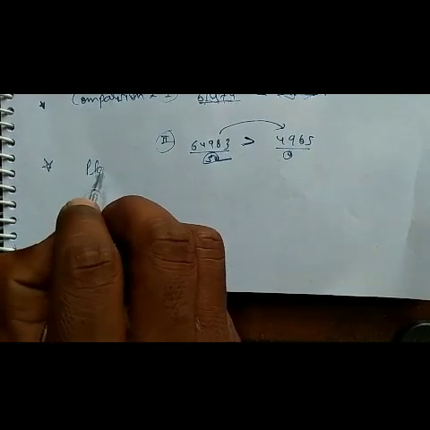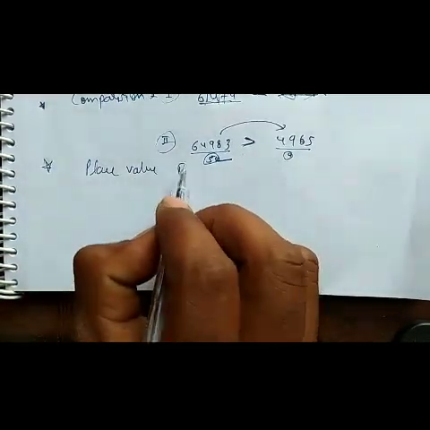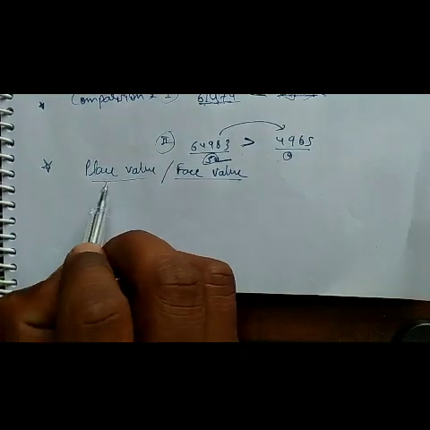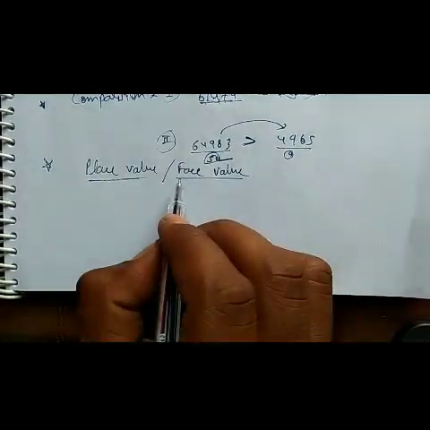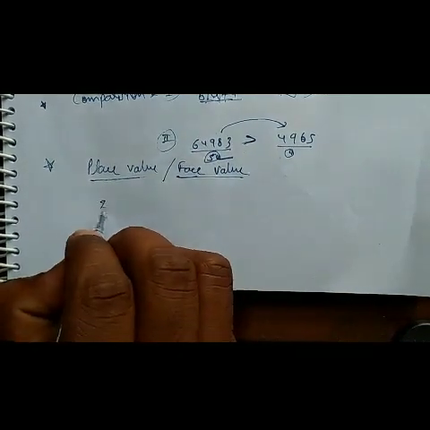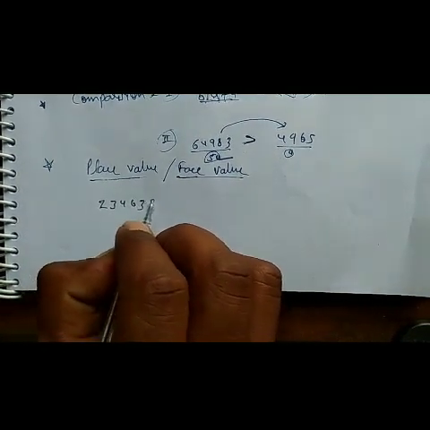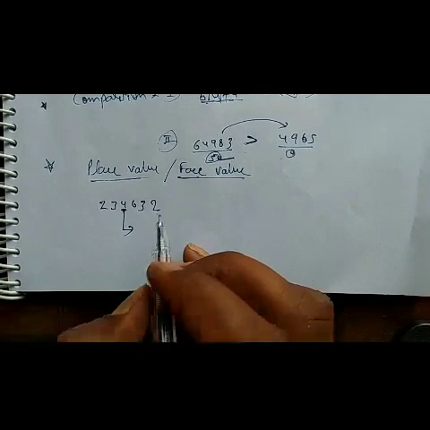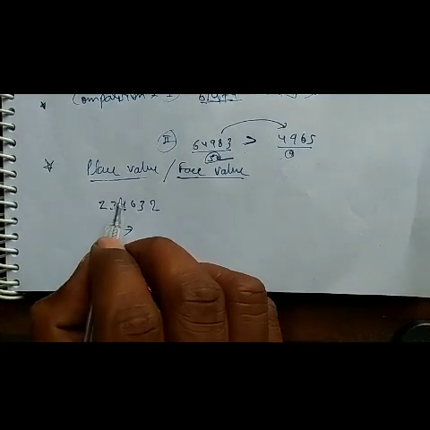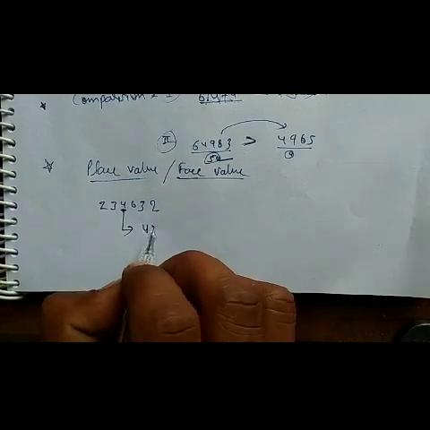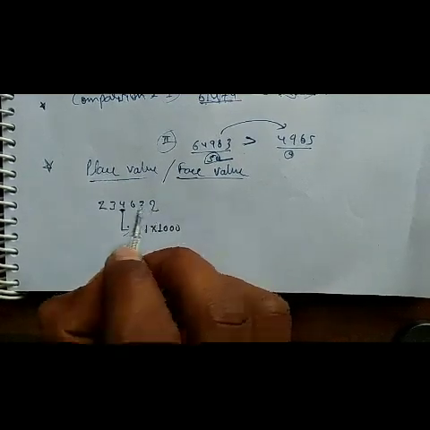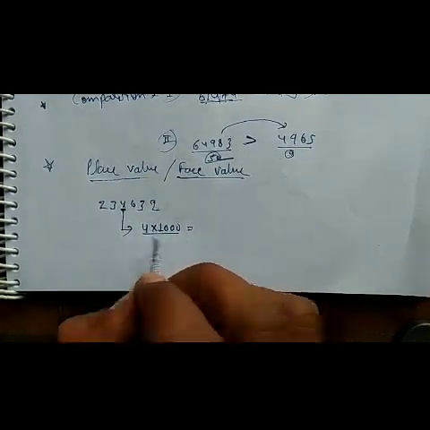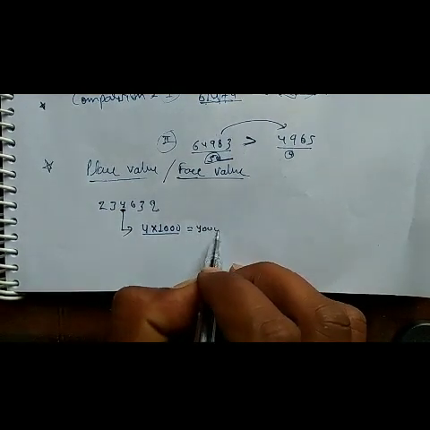Next point, place value and face value. How can we find the place value and face value? Place value means place and value; face value means face and value. In any number, we have to find the place value of 4. To find the place value, simply multiply the digit by its place. 4 is at the thousands place: ones, tens, hundreds, thousands. So the place value of 4 will be 4000.